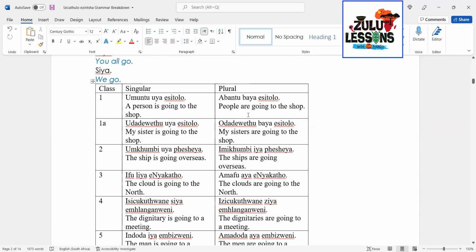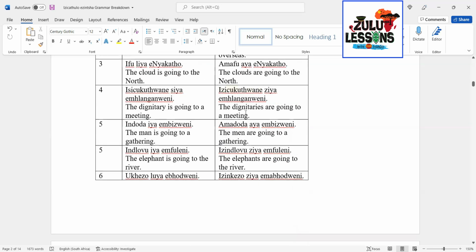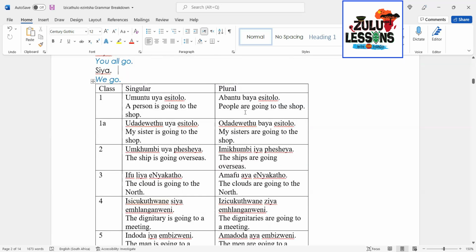Now, mind that in all these examples that I'm going to use, I may be using a or the articles just anyhow, because I didn't really care whether it was something we've already spoken about, so we say the, or something we have not spoken about, so we say a. It really did not matter to me. So here we go. The next sentence, class 1A. Udadewethu uya esitolo. Oh, dadewethu, the plural, baya esitolo.